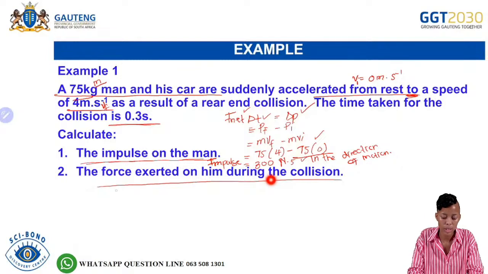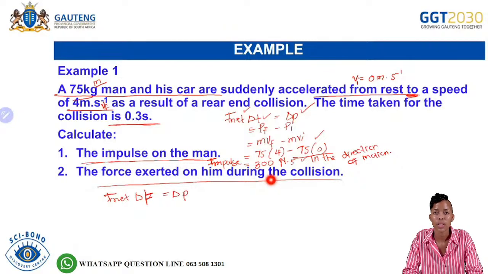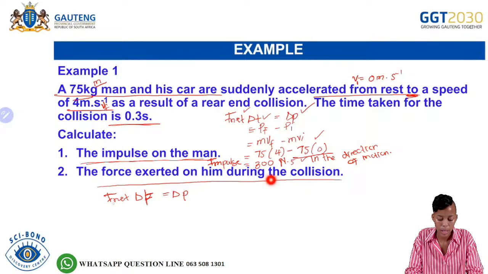So how are we going to calculate that force? You need to go back to your formula sheet and look for the formula of momentum and impulse there. So what do we have now? We need to calculate, so let me write it properly. F net delta t is equal to change in p.